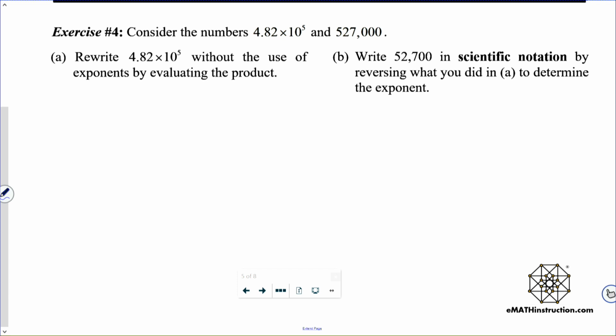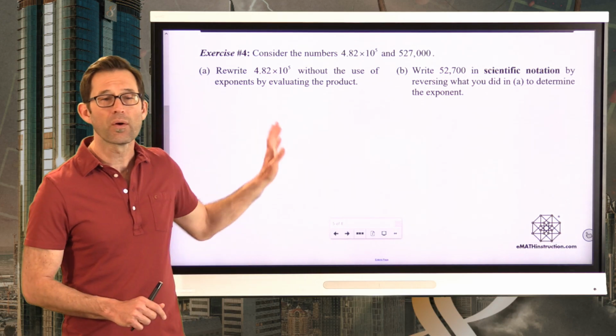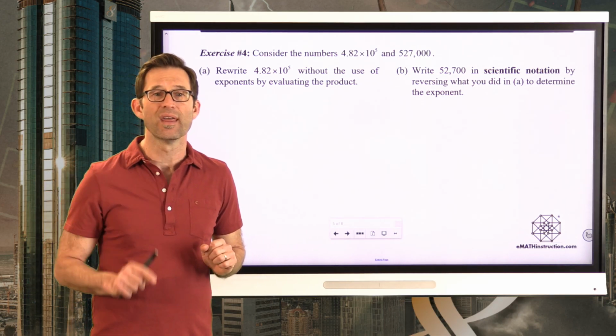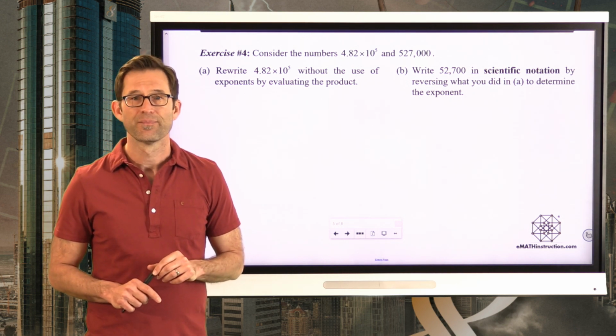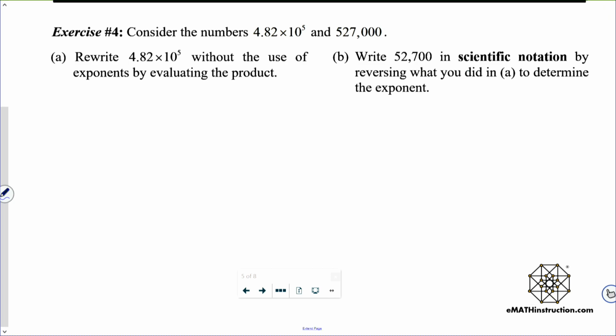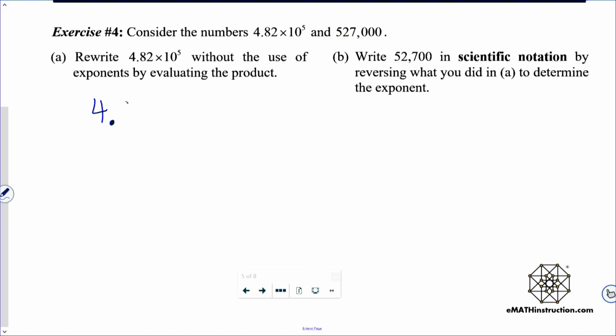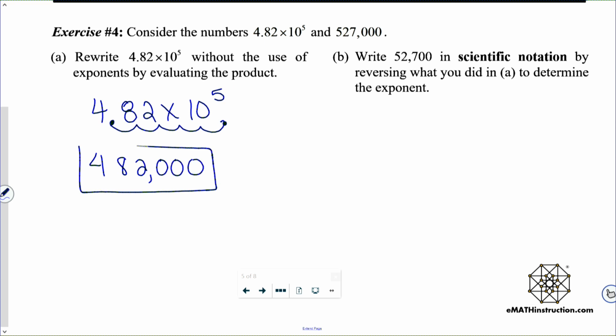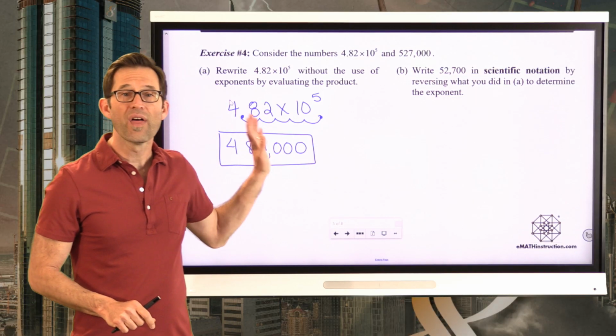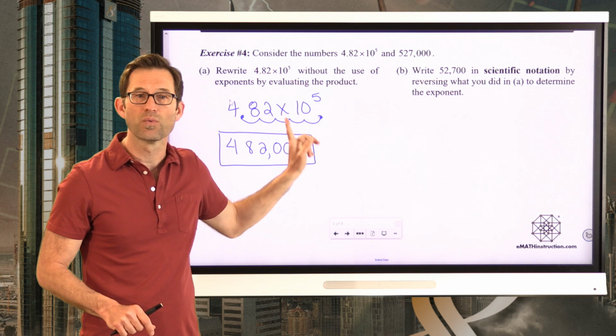Letter A asks us to write 4.82 times 10 to the 5th without the use of exponents by evaluating the product. Letter A is exactly what we did in the last lesson, exactly what we did in exercise 1 today. Why don't you go ahead and do that? So what does this tell us to do? 4.82 times 10 to the 5th tells us we should move the decimal 5 places to the right, giving me 4, 8, 2, 1, 2, 3, giving me 482,000.